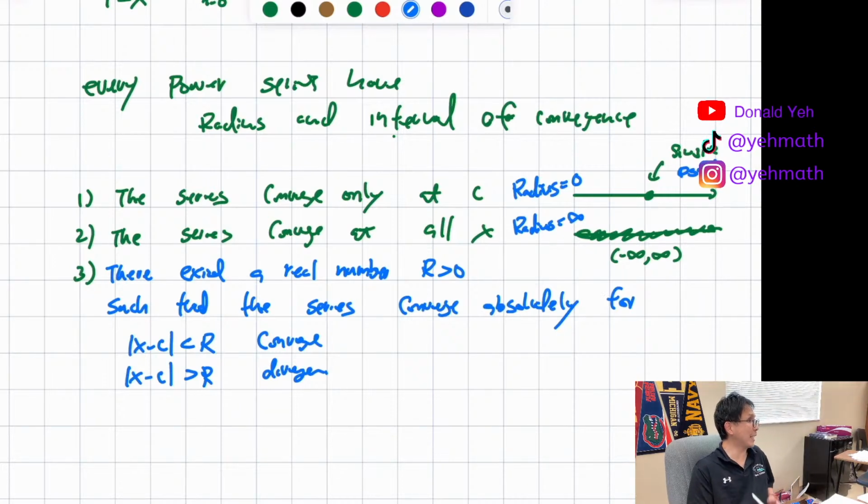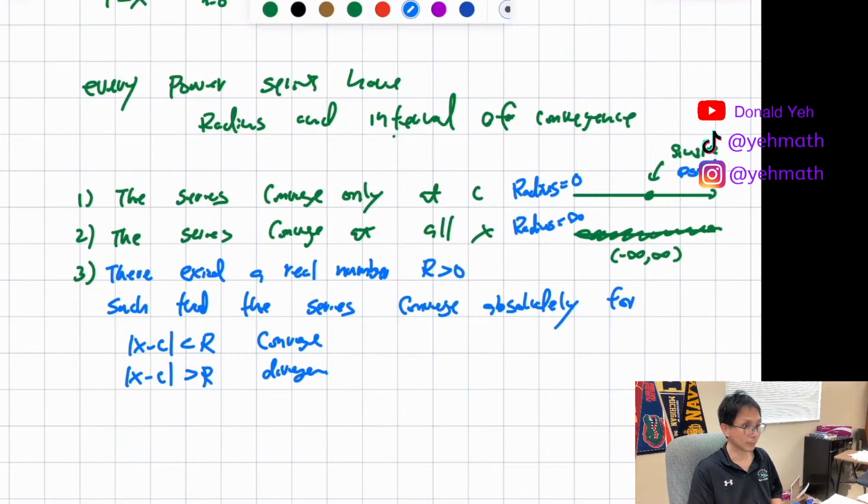So they are the radius of convergence, or we also know it as the interval of convergence. They're not the same. Radius is talking about from the center to the edge. Interval is from edge to edge, from one end to the other end.